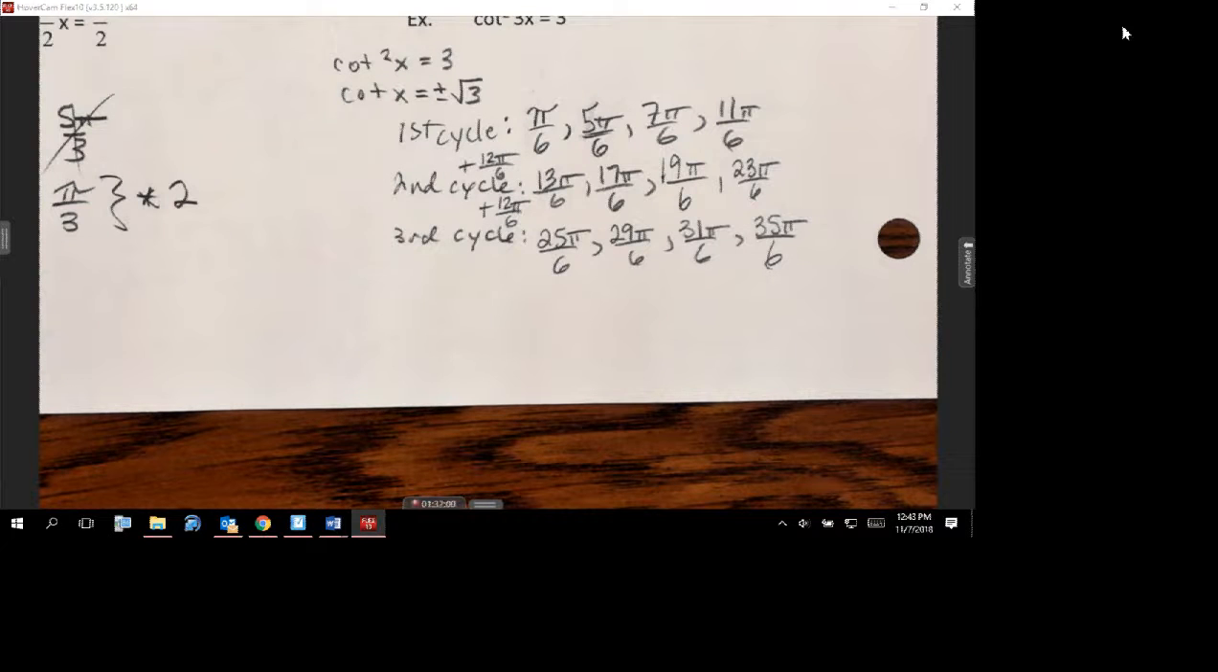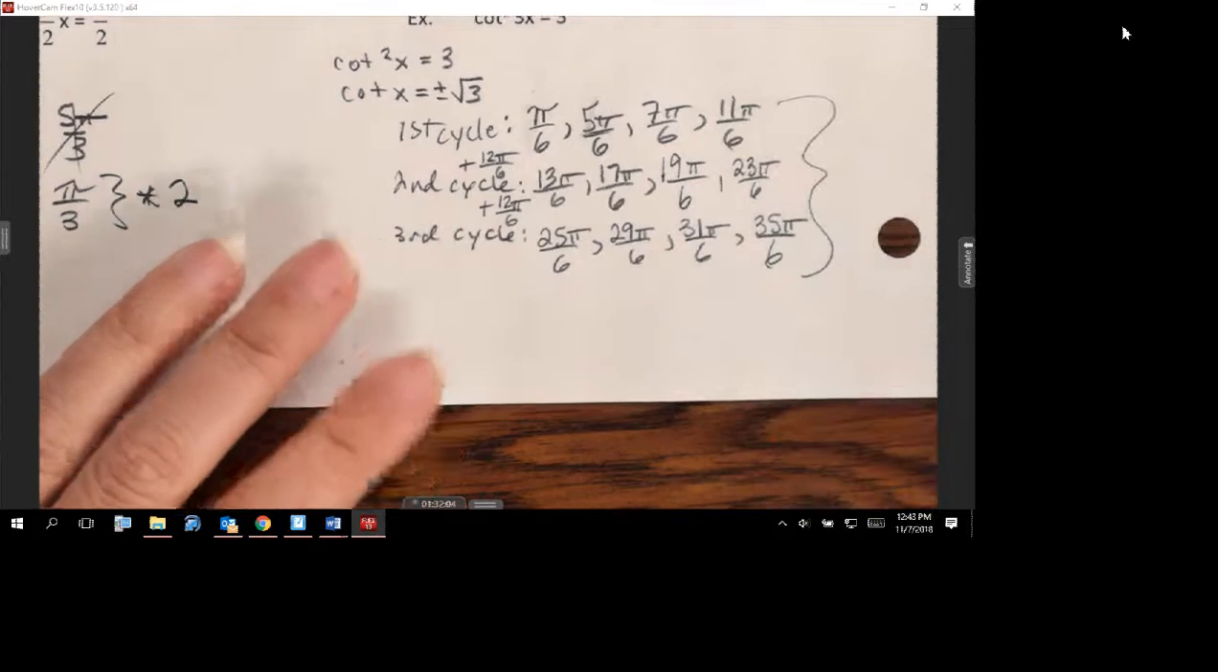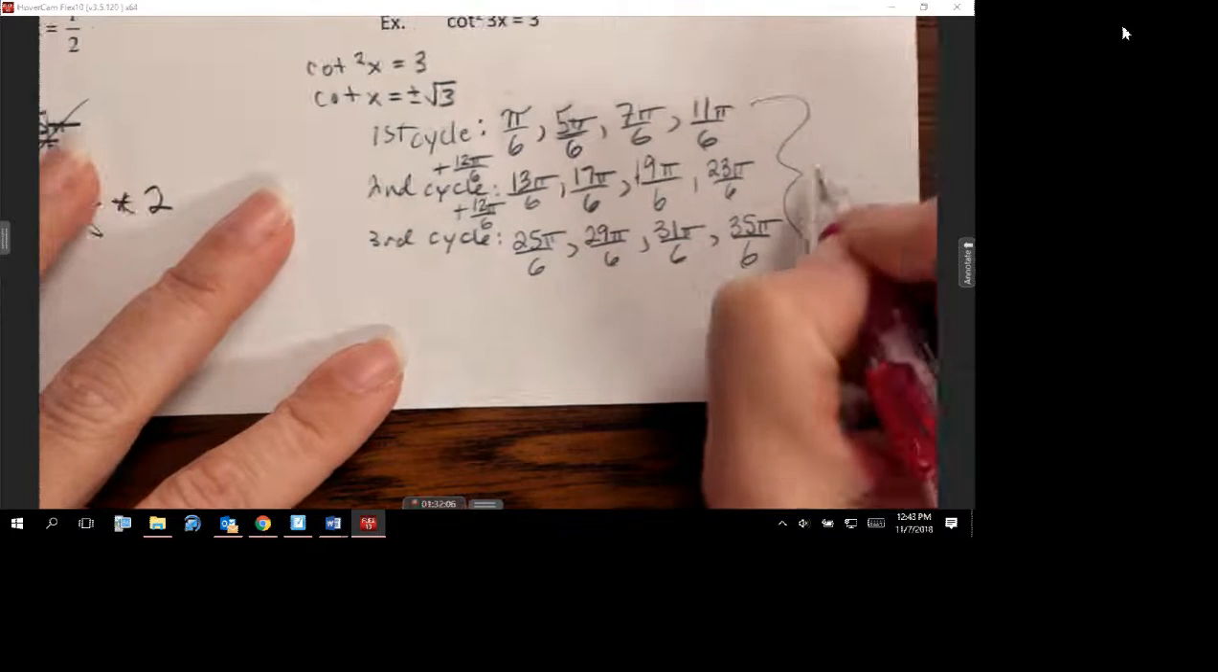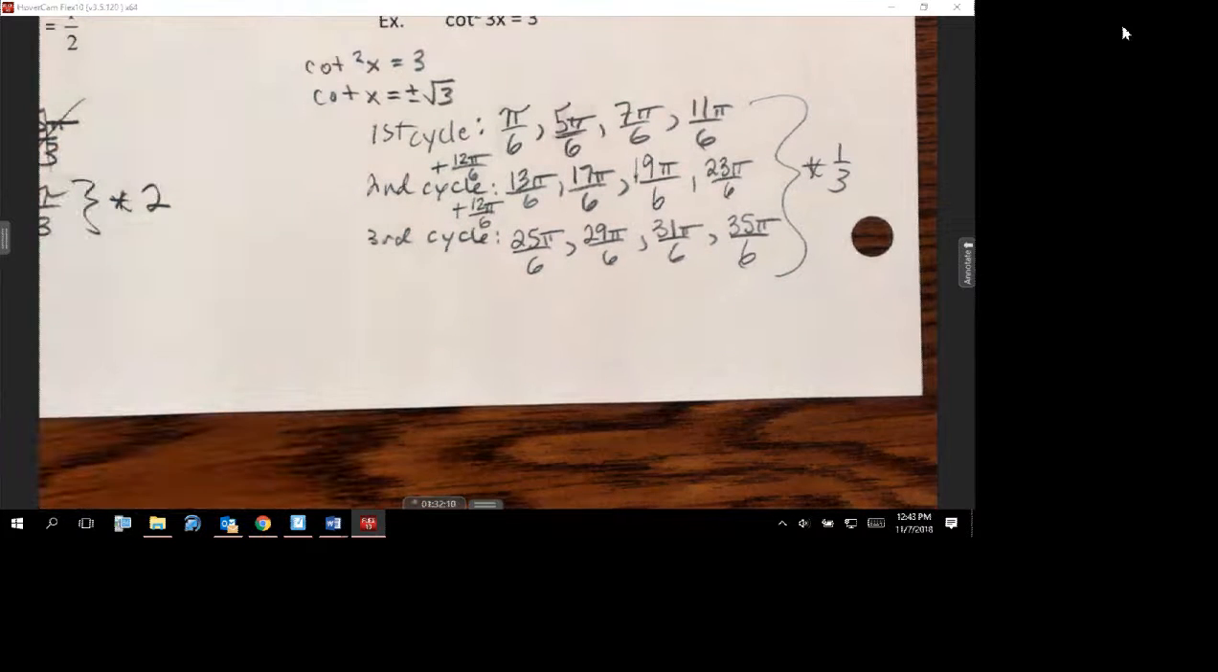Okay. So now, is this my final answer? Well, yes, but I like to think of multiplication instead. So I'm going to multiply by 1/3. Or you could divide by 3. That's the exact same thing because we're putting a shrink on it. And you do that to all the answers, not only the third cycle. So we have 12 total answers.